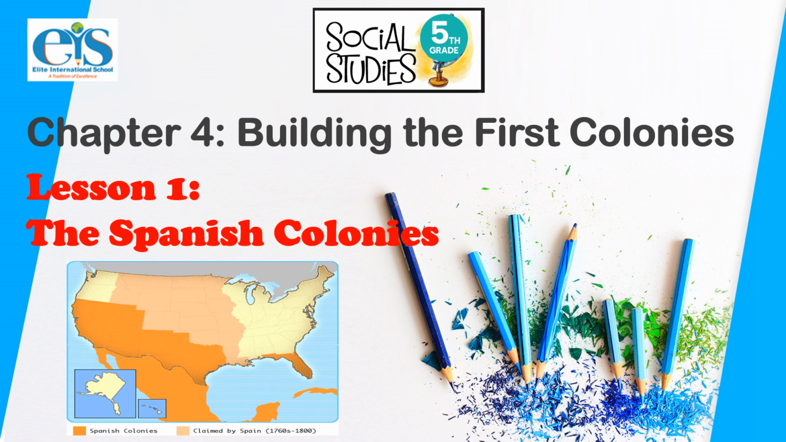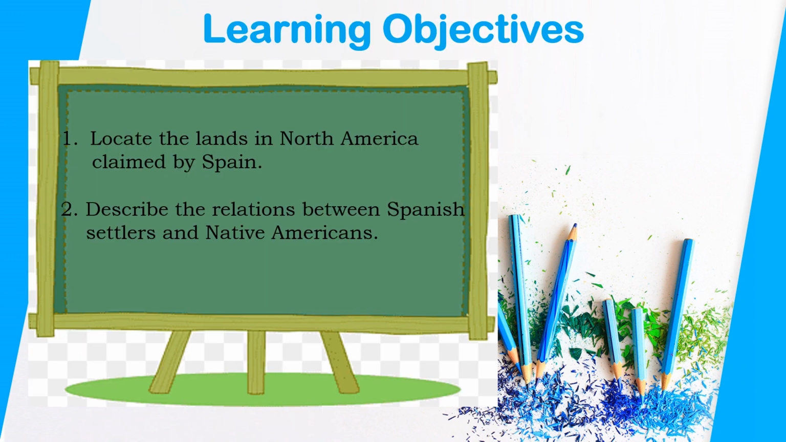We are now in chapter 4, building the first colonies. Alright, so let's start with lesson 1, the Spanish colonies. Today's learning objectives are number 1, to locate the lands in North America claimed by Spain, and number 2, to describe the relations between Spanish settlers and Native Americans. In this lesson, grade 5, we will find out about life in New Spain, the lands in North America claimed and ruled by Spain. Okay, so let's continue.